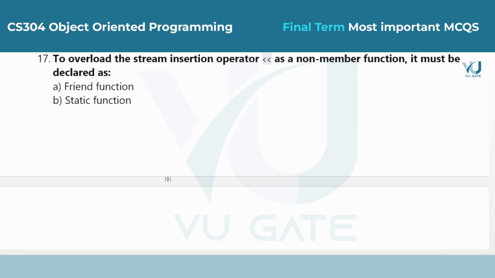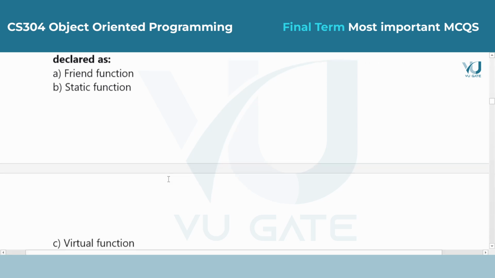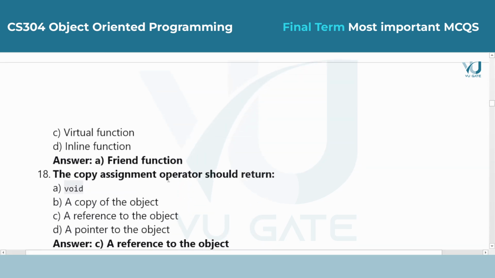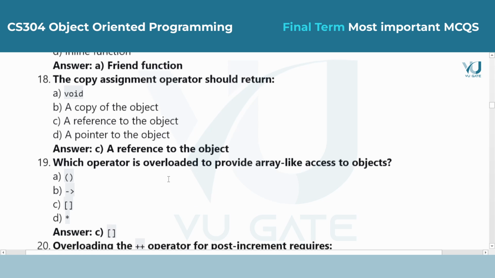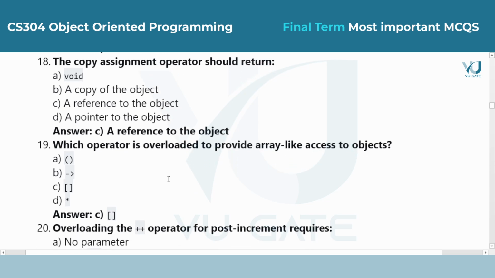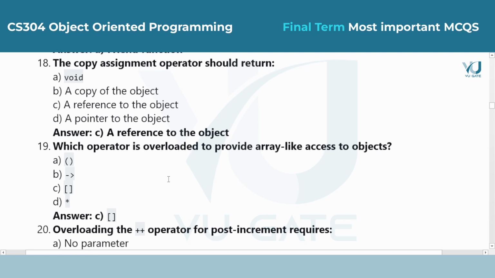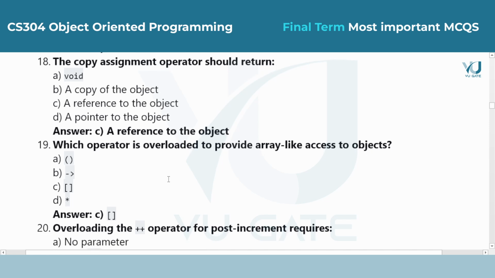A. Friend function. Explanation: Because the first parameter of an insertion operator is an ostream object, we must declare the overload as a friend function to access the class's private data. Q18. The copy assignment operator should return. Answer: C. A reference to the object. Explanation: Returning a reference allows for operator chaining, enabling expressions like a = b = c.